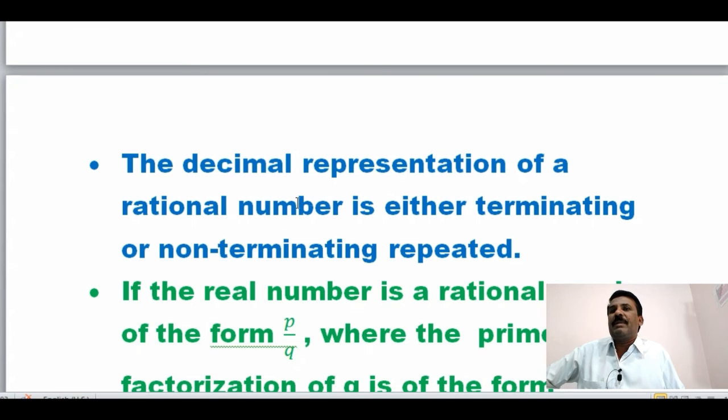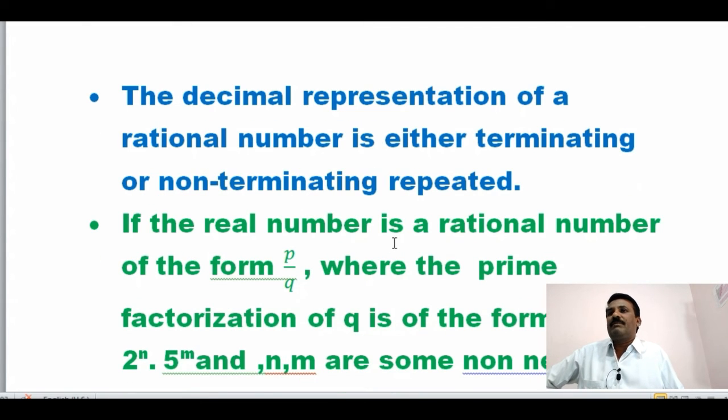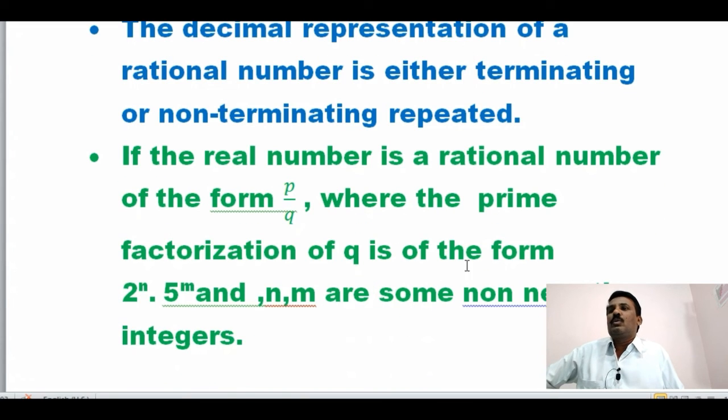The decimal representation of a rational number is either terminating. Terminating decimal means the decimal ends at a particular number. Non-terminating means it is continuous, and repeating means recurring, the same quotients are repeating in the decimals. Next, if the real number is a rational number of the form P by Q, where the prime factorization of Q is of the form 2 to the power of n into 5 to the power of m, and n, m are some non-negative integers.